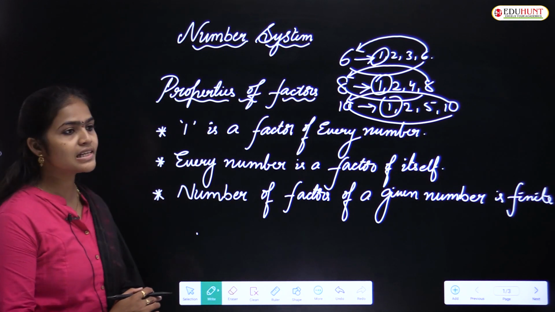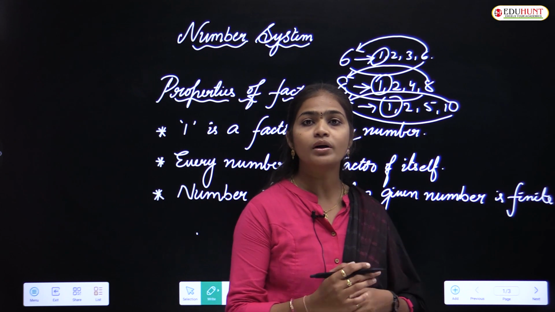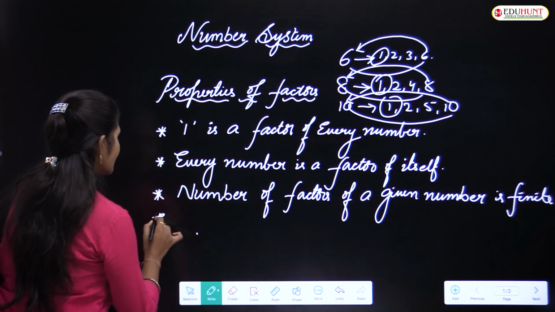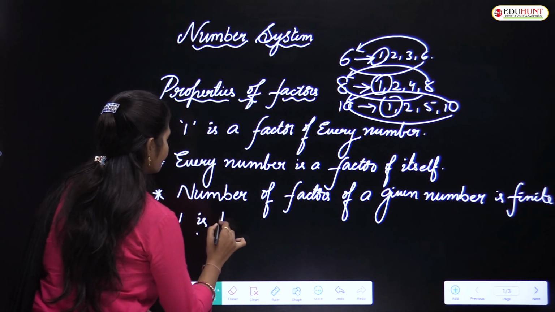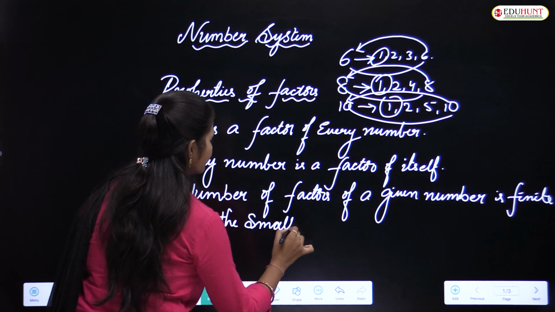And here, what is the smallest factor of a given number and what is the greatest factor of a given number? Okay, one is the smallest factor of a given number.